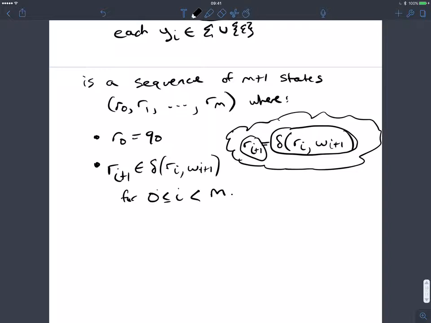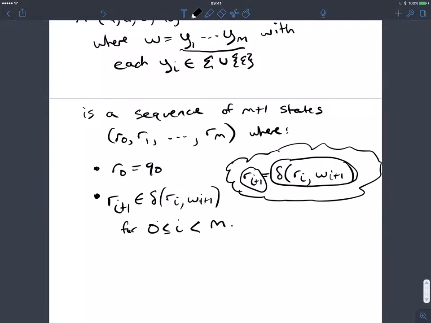I actually made a mistake here. Can anyone find the mistake? I'll give you a hint. It's with the second stipulation on R(i+1). Y of i plus 1. Correct. So that's supposed to be Y of i plus 1, because I may very well execute epsilon transitions along the way. Okay? Any other questions about NFAs, the formal definition of NFAs and computation?